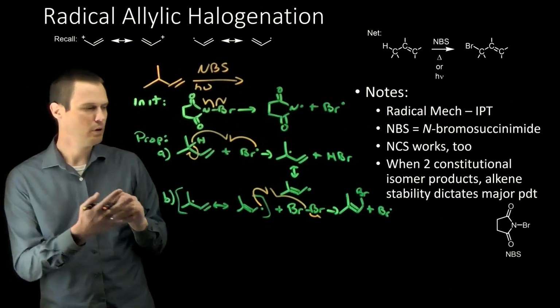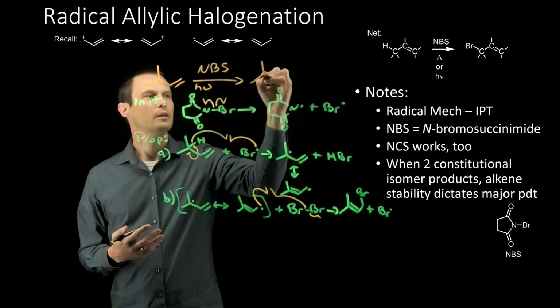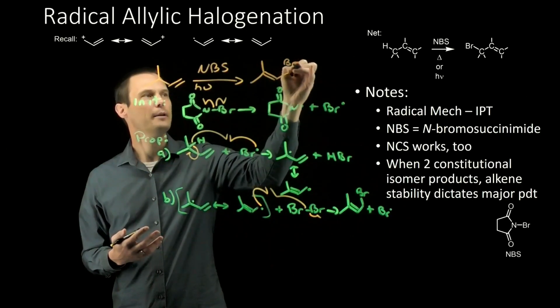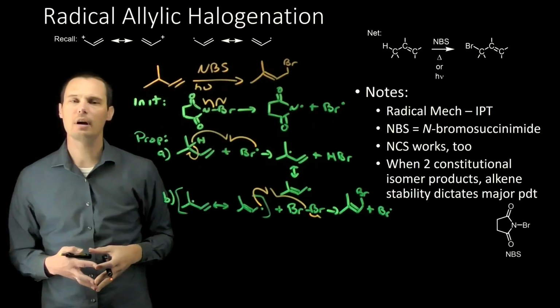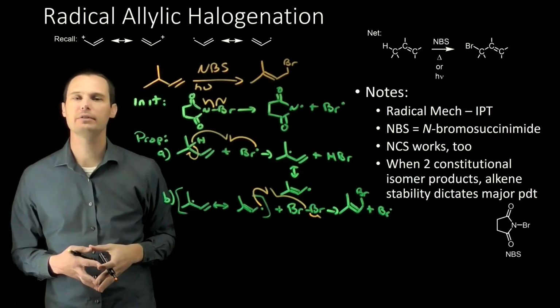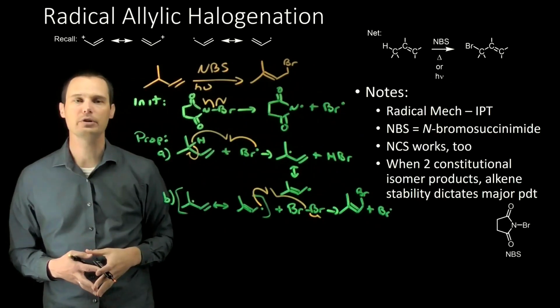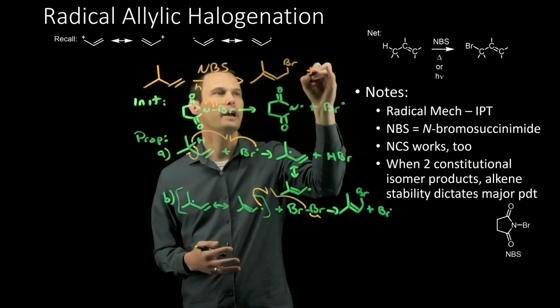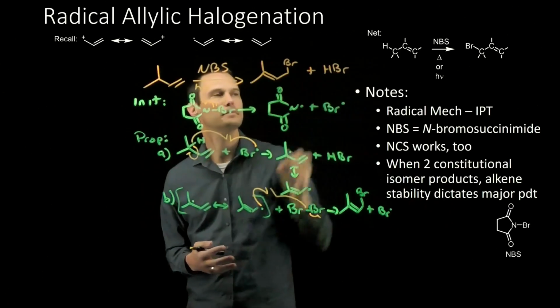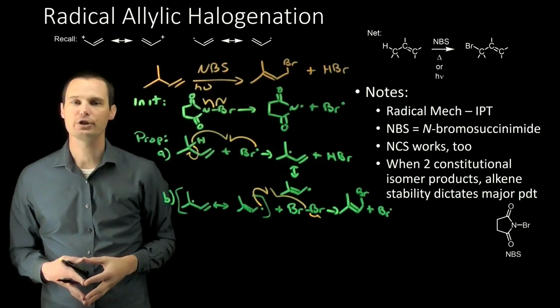So this is the overall overview of this reaction. Our product is going to be an allylic bromide, where the bromine is on the allylic carbon relative to the alkene. Notice, though, that the alkene has now shifted to an internal position. This alkene is more stable than the alkene that we started with. And our byproduct for this reaction is HBr. This is an overview of the radical allylic halogenation.